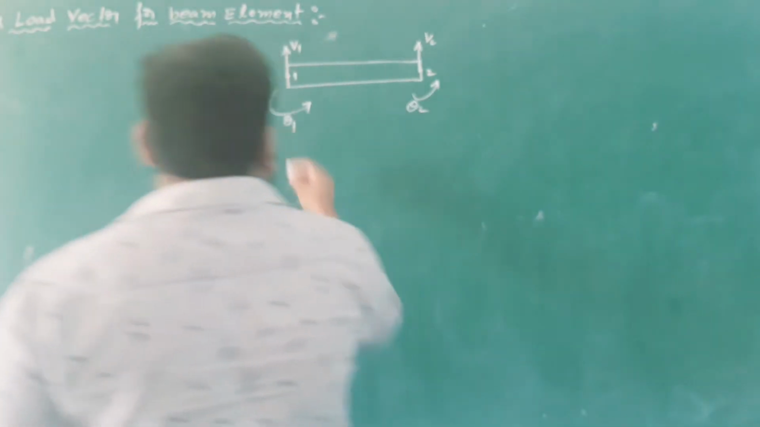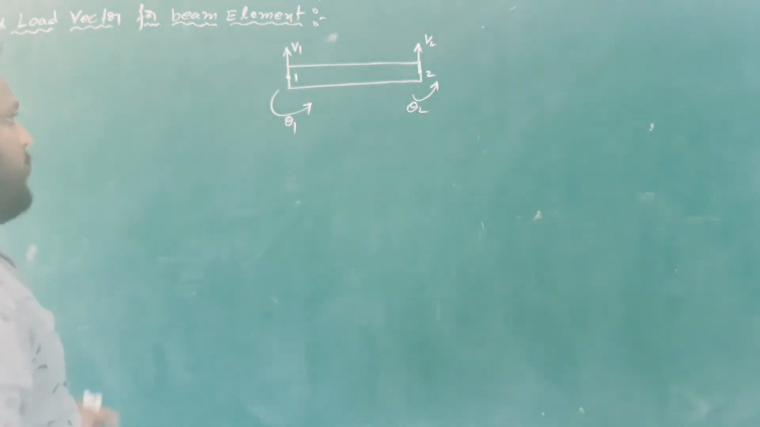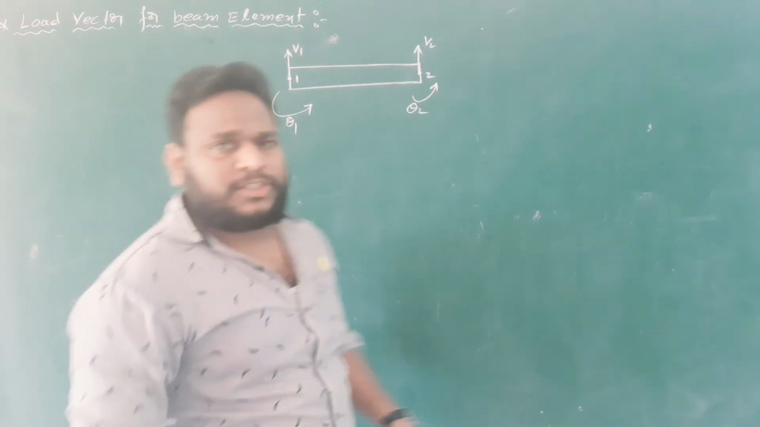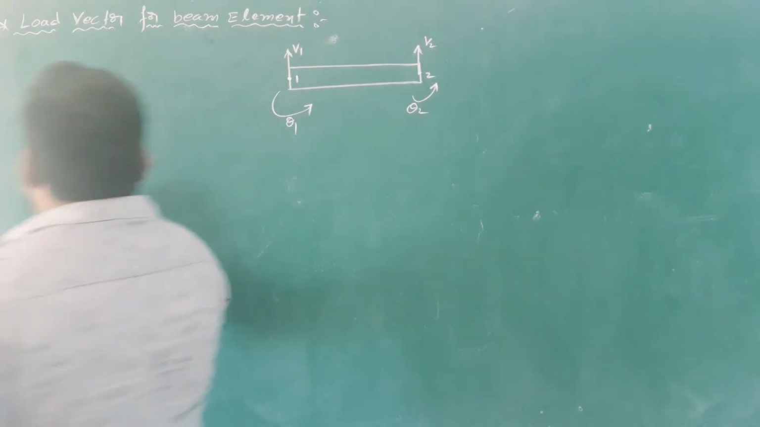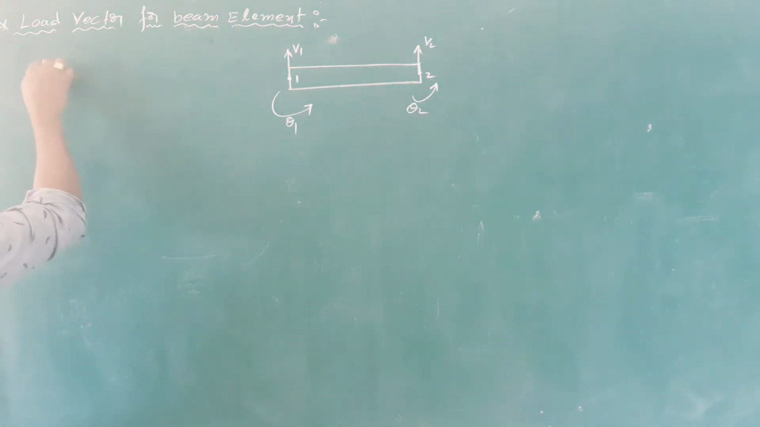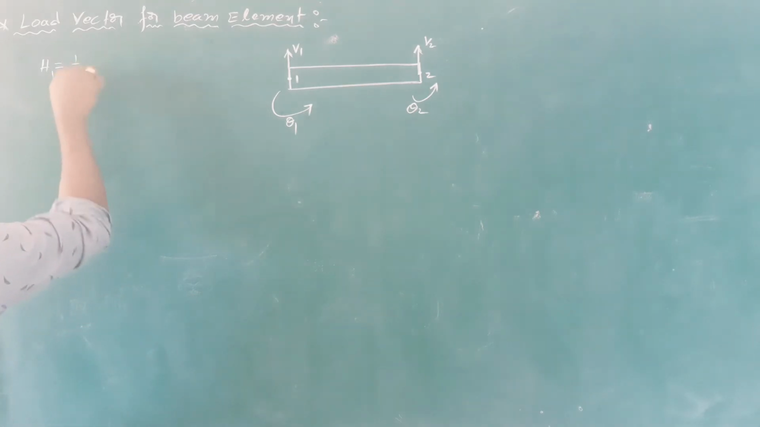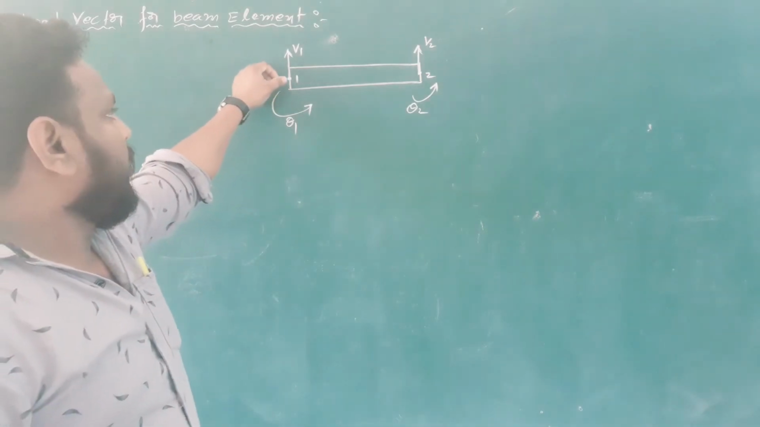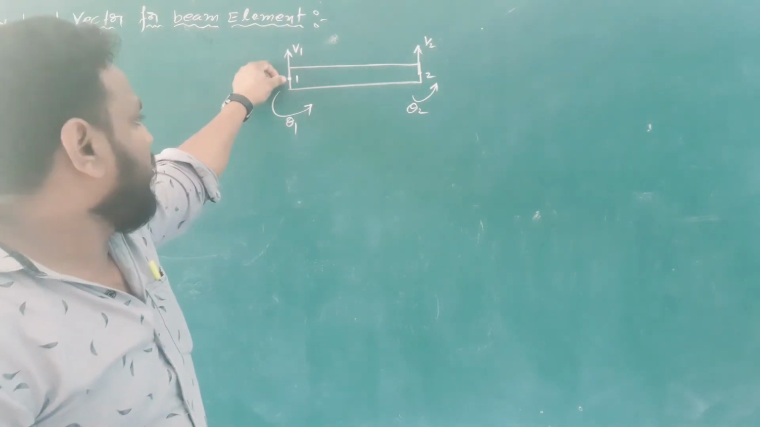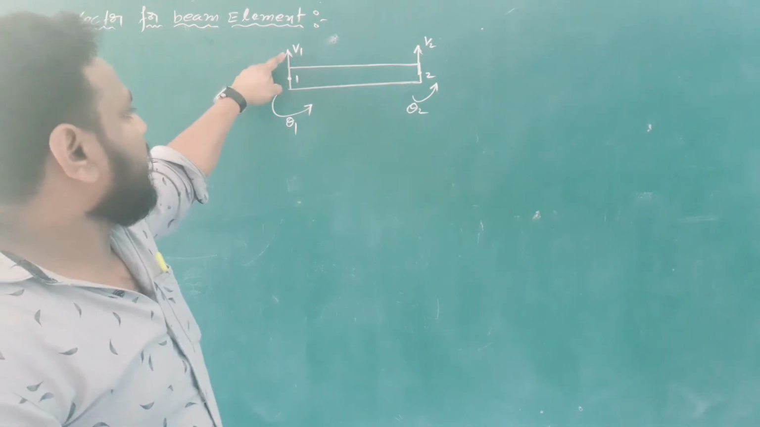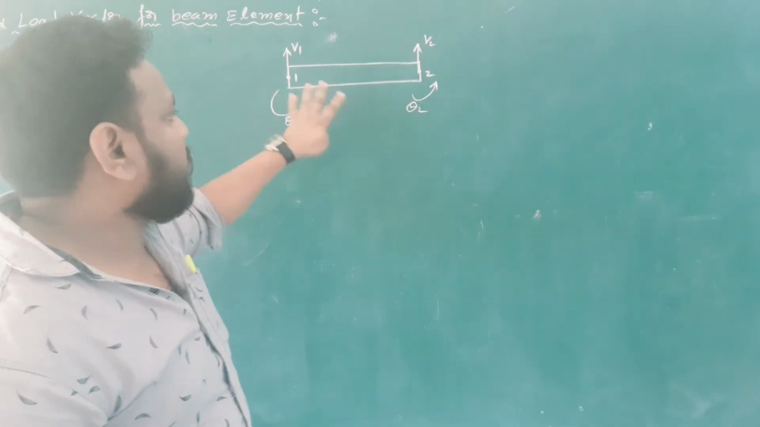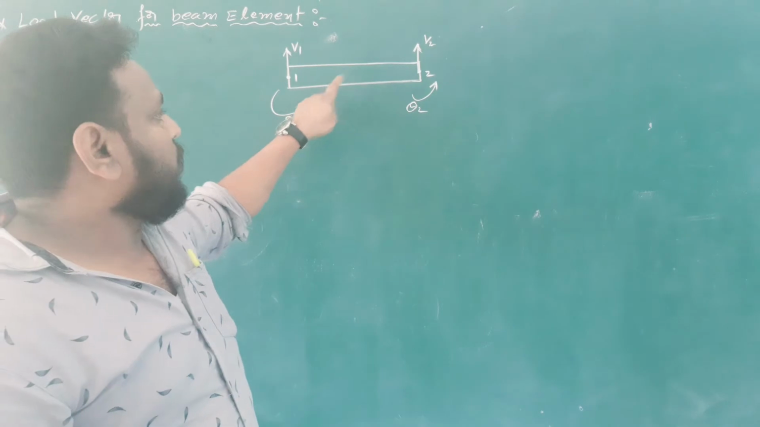Now, we know I have already derived the shape functions, and I am writing the shape functions here. I have told you that each node has two displacements, one linear and another angular. So there are two nodes and four displacements.